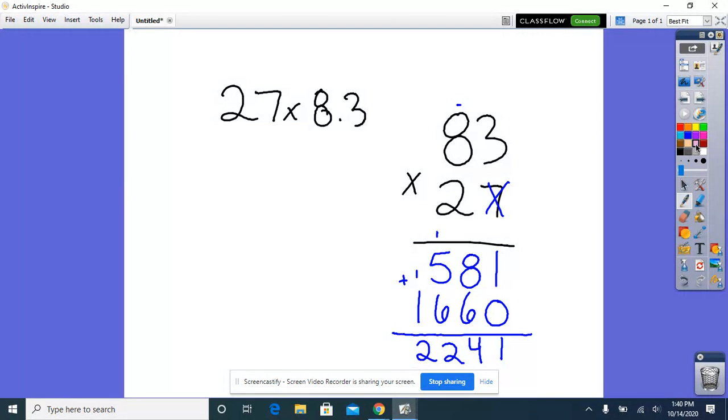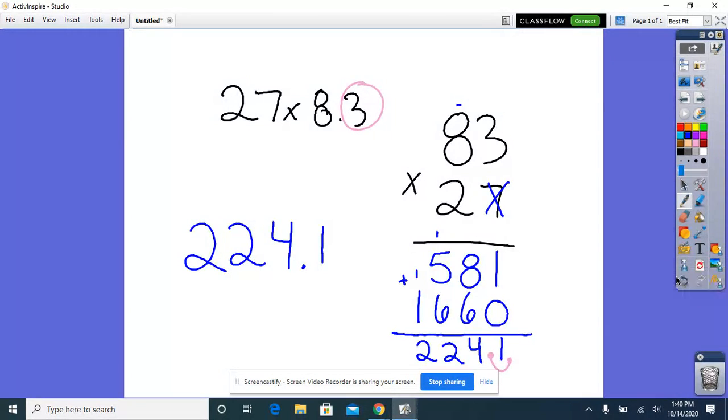Almost. Now I need to count how many digits are to the right of my decimal by circling them. I only have 1. So if my decimal is here, what I need to do is move that baby 1 space over here. So that will give me 224 and 1/10. So 27 times 8 and 3/10 is 224 and 1/10.